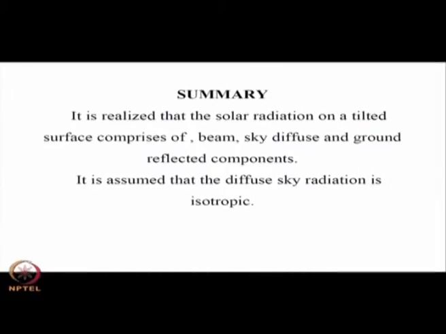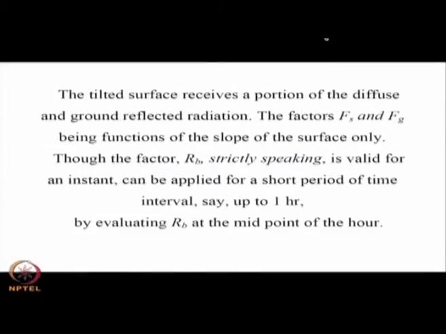So, if we summarize, solar radiation on a tilted surface comprises beam, sky diffuse and ground reflected components, and it is assumed that this sky diffuse radiation is isotropic and the tilted surface receives a portion of the sky diffuse and the ground reflected radiations. And though the R b factor is strictly applicable for an instant, without significant or almost 0 loss of accuracy, you can calculate it at the midpoint of the hour.